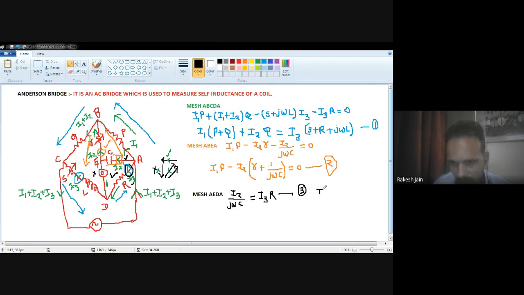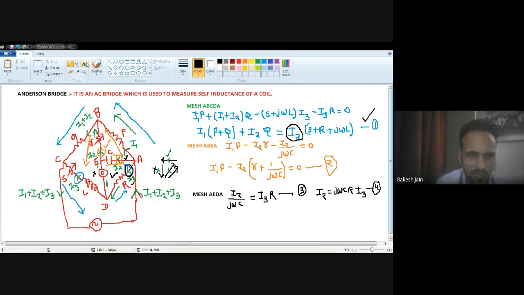So I2 is actually equal to, this j omega C will be moved to the right hand side. So j omega C R I3, we can say. I mention this one as equation number 4. Now, with the help of equation number 1, I can find the value of I3 and put that value in equation number 4.